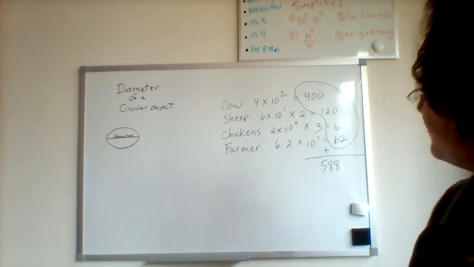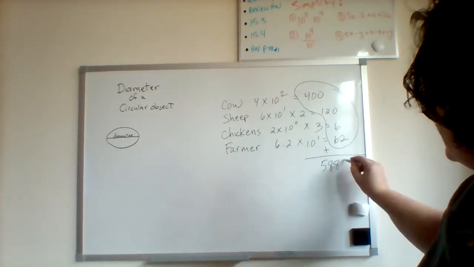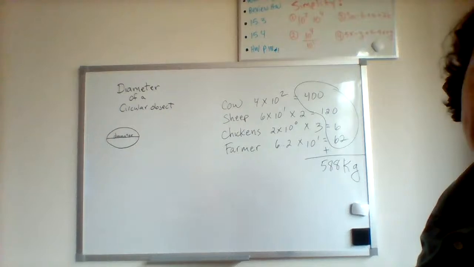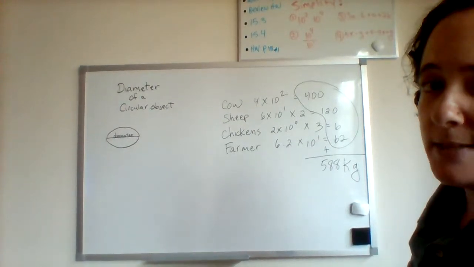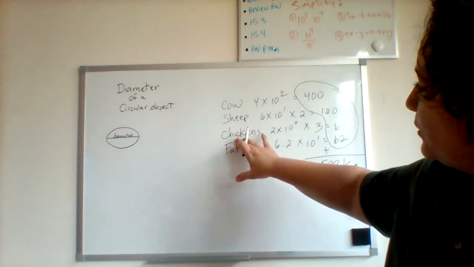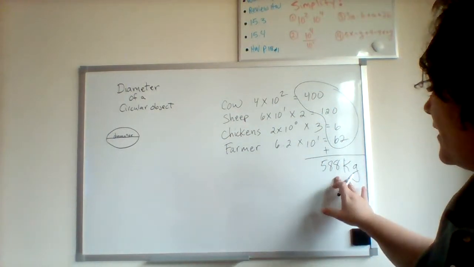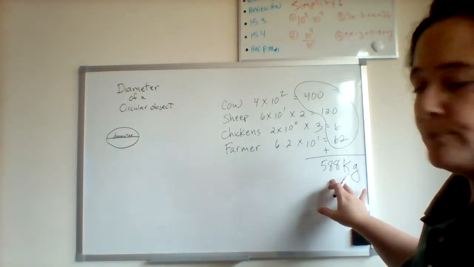Perfect. Thank you. All right, 8th grade, 588 what? Kilograms. Mass, not weight, mass. The mass of all of these put together, the 2 sheep, the 3 chicken, the farmer, the cow, when you put all of their masses together, you get 588 kilograms.